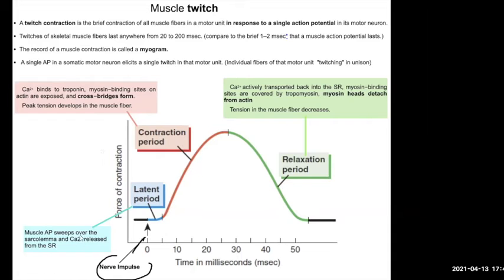As the calcium is released, the calcium is going to bind to troponin, myosin binding sites on the actin are exposed, and cross bridges form. And then you get that tension. It's going to start contracting, shortening the sarcomere during this whole period. And then at a certain point, calcium is being pumped back into the sarcoplasmic reticulum, and the myosin heads release from the actin. And then tension starts to decrease.